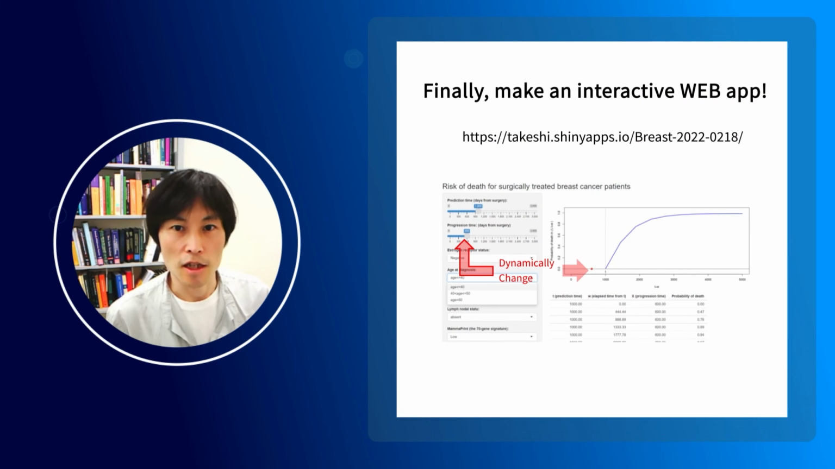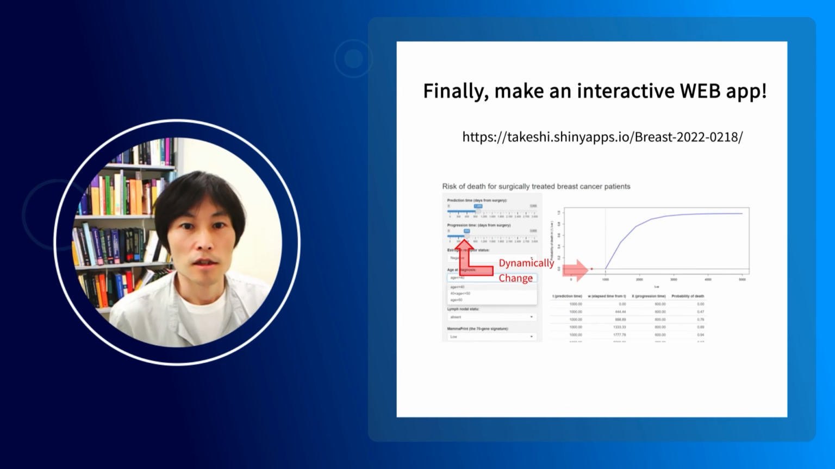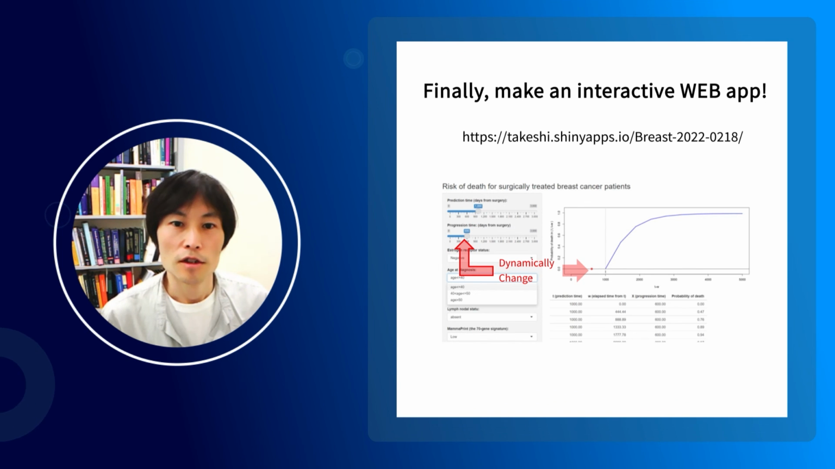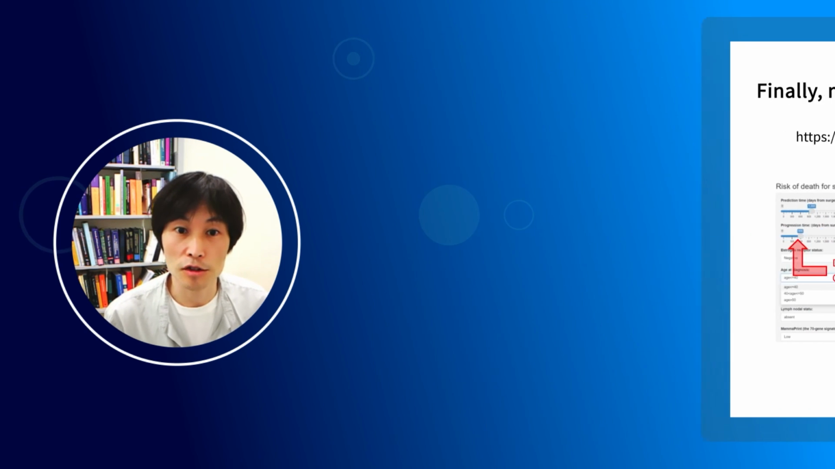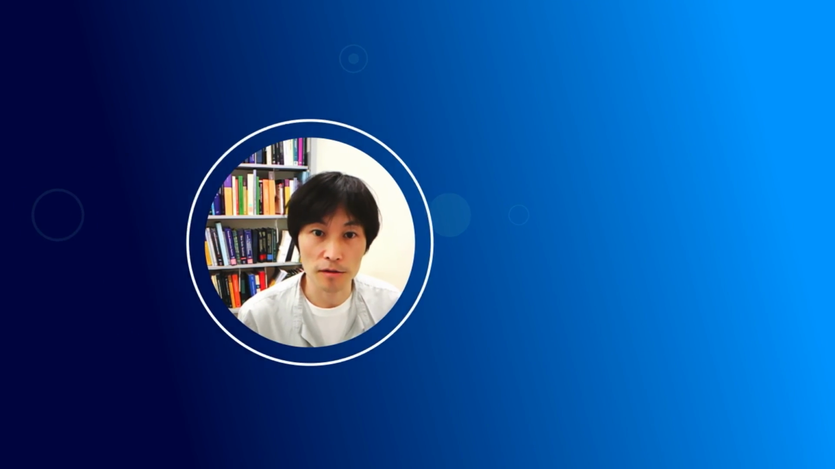Based on this data, we made an interactive web application. You can click the bar to change the progression time and other covariates. Given the input values, the predicted probability of death is computed and plotted. Therefore, the goal of our article is to introduce how to make this type of web applications via joint frailty-copula model. Thank you for listening.